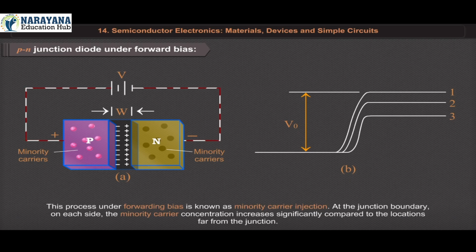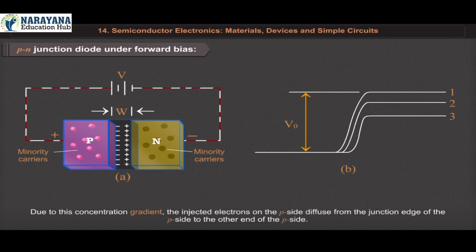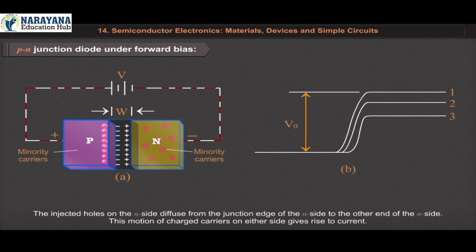At the junction boundary on each side, the minority carrier concentration increases significantly compared to the locations far from the junction. Due to this concentration gradient, the injected electrons on the p side diffuse from the junction edge of the p side to the other end of the p side. The injected holes on the n side diffuse from the junction edge of the n side to the other end of the n side. This motion of charged carriers on either side gives rise to current.